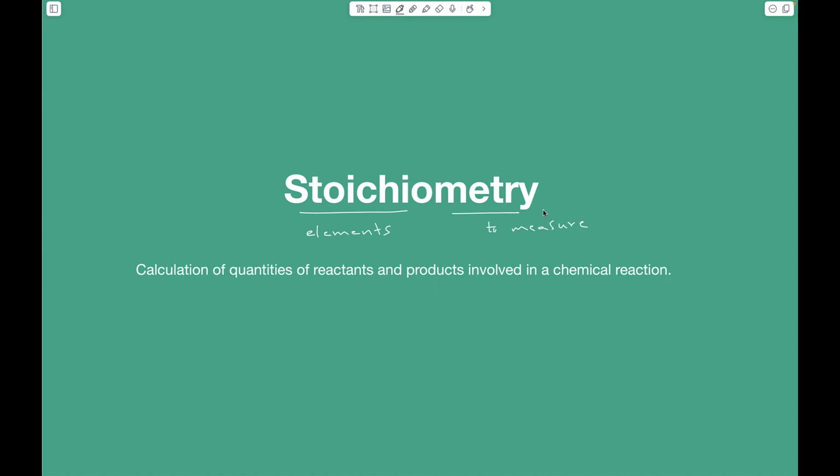Though it means to measure amounts, under stoichiometry we often calculate the amounts of reactants and products involved in a chemical reaction. I hope you know the difference between measurement and calculation. Measurement is done using a measuring device. To do that, sometimes you may have to go to a laboratory and conduct an experiment. But calculation is done in the comfort of your home or sitting at your desk.